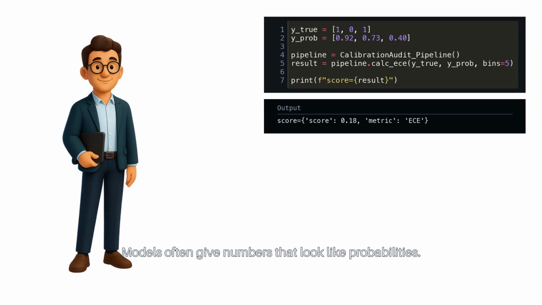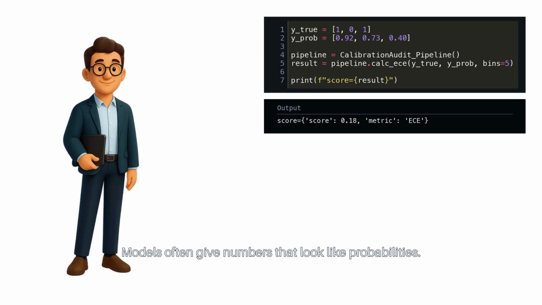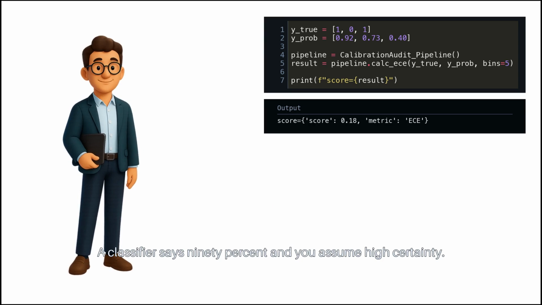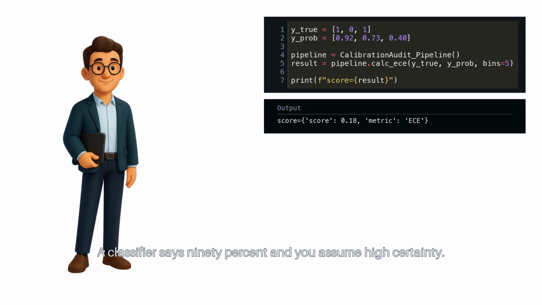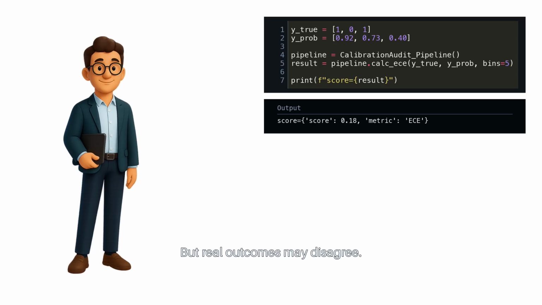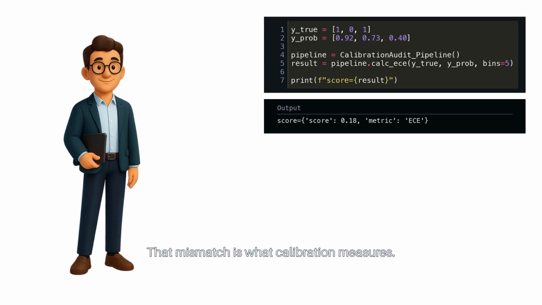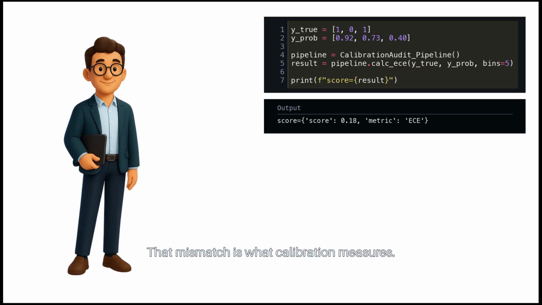Models often give numbers that look like probabilities. A classifier says 90%, and you assume high certainty. But real outcomes may disagree. That mismatch is what calibration measures.